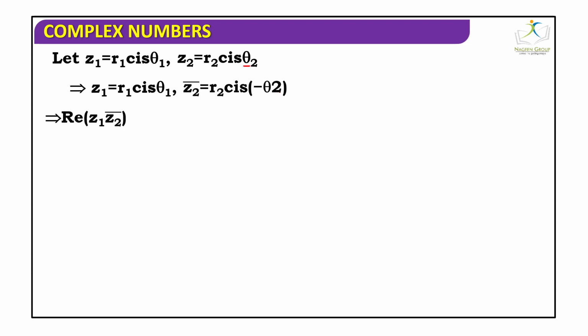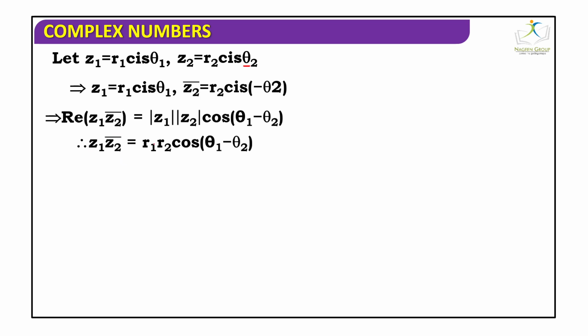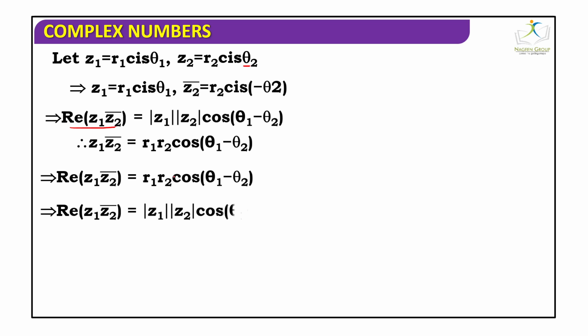Now the real value of z1 z2 bar equals modulus z1 modulus z2 into cos of (theta 1 minus theta 2). Now z1 z2 bar, writing the values, is r1 r2 cos of (theta 1 minus theta 2). So the real value of z1 z2 bar equals r1 r2 cos of (theta 1 minus theta 2), this complete value equals this. So the real value of z1 z2 bar equals modulus z1 modulus z2 cos of (theta 1 minus theta 2).